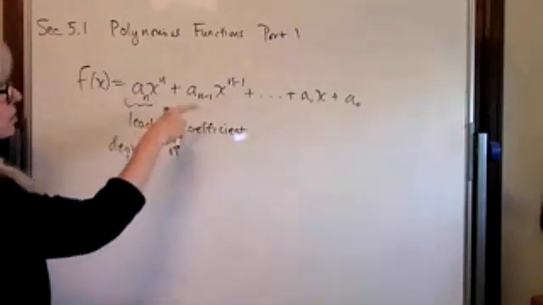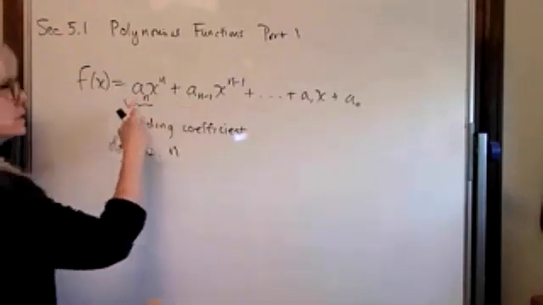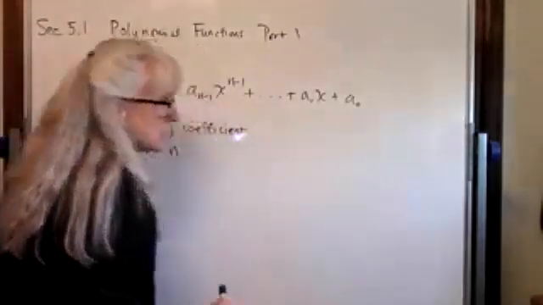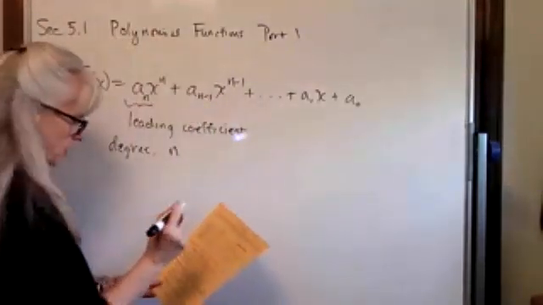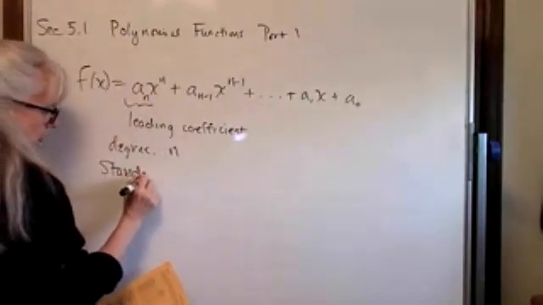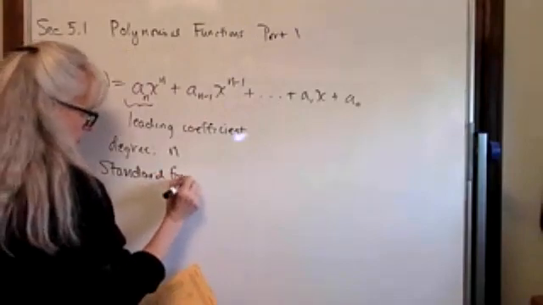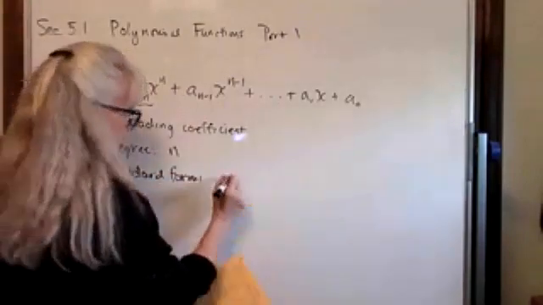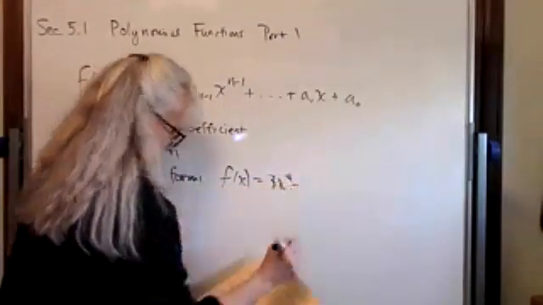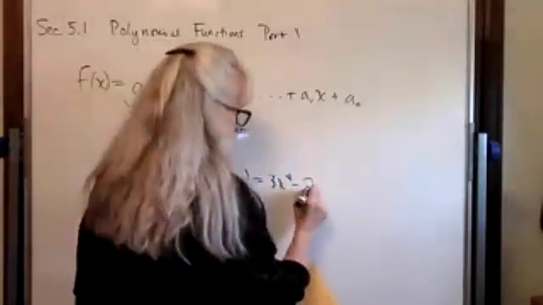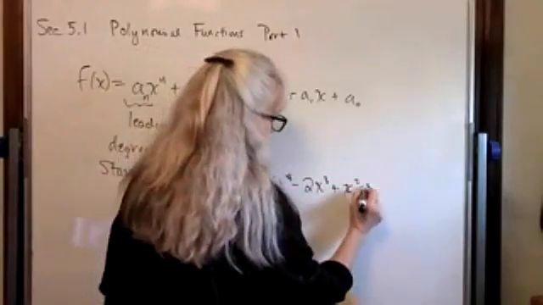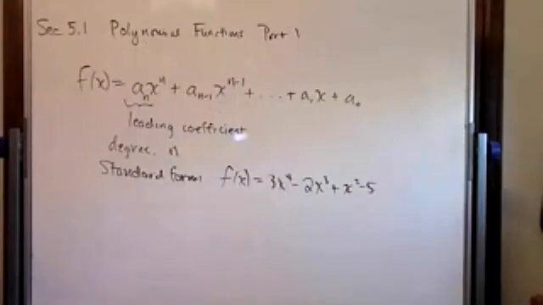It's written in standard form. So standard form means that you see the decreasing order of the exponents. An example of standard form on your handout would be something like f of x is equal to 3x to the fourth minus 2x cubed plus x squared minus 5. So that's in standard form.